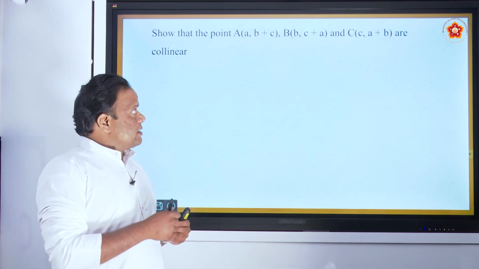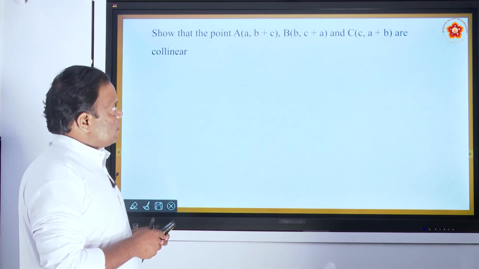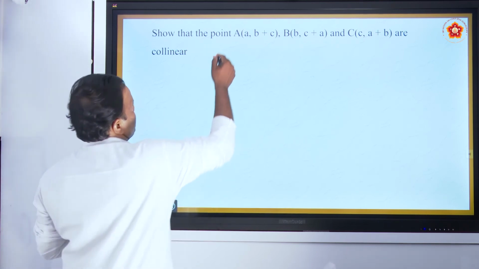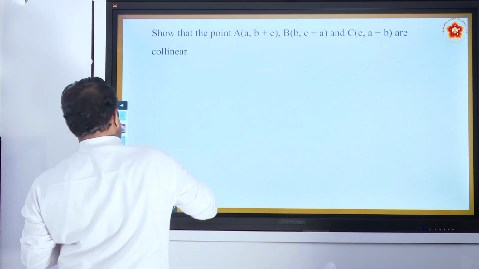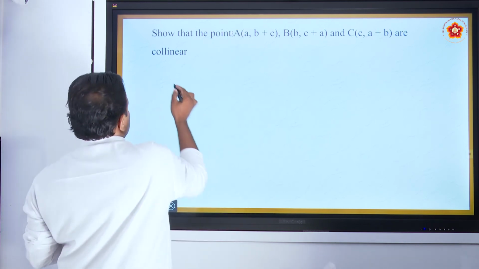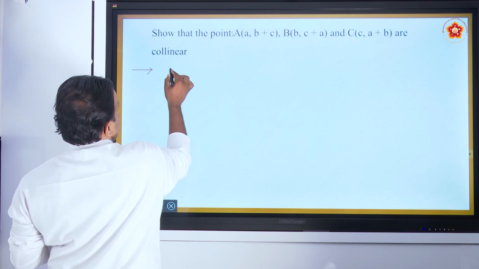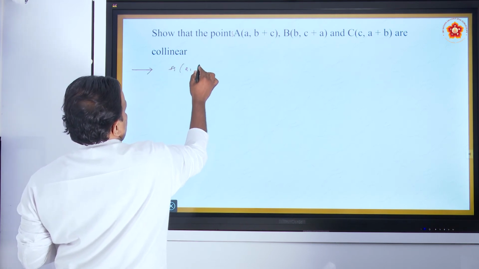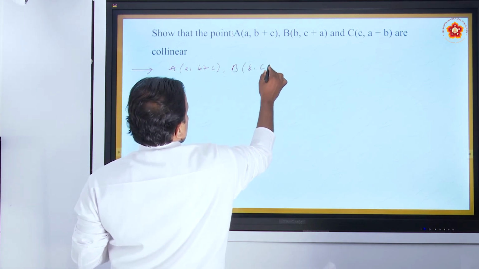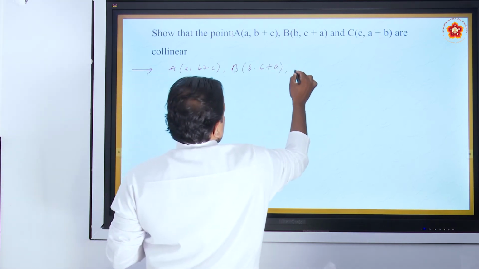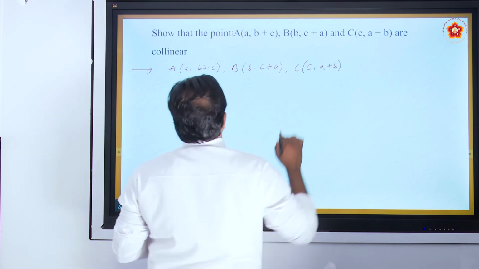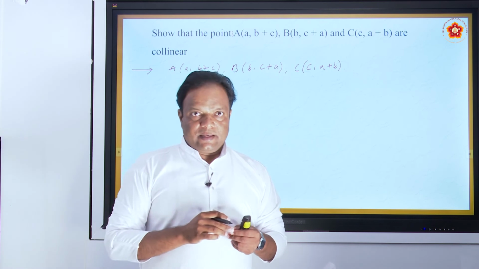Okay, children, let us start the next problem. I think this is the last problem in the session. Very interesting problem. Show that the points, not point here, these are the points. Given A point, A comma B plus C, B comma C plus A, and C comma A plus B are collinear, means lie on the same line.